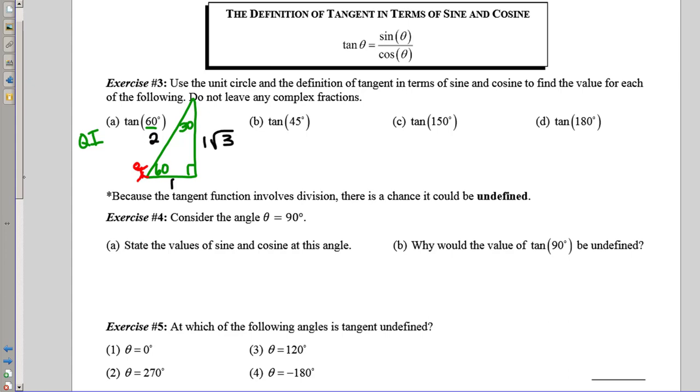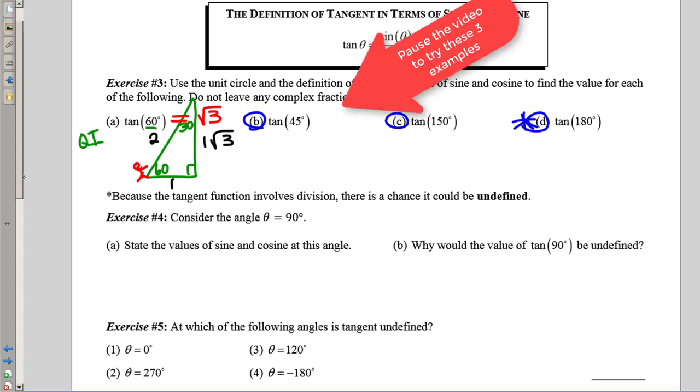Okay, so you're at the 60. You're using that as your reference angle. We're finding tangent, so that means we have opposite over adjacent. So radical 3 over 1 is just radical 3. Okay, I'm going to ask you to go ahead and complete B, C, and D, and we're going to kind of talk about D below in just a moment.